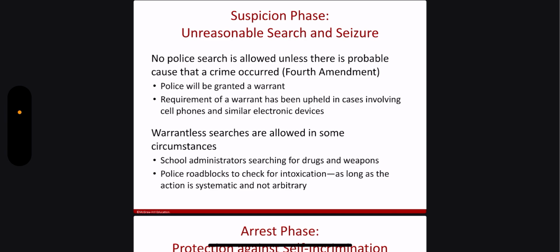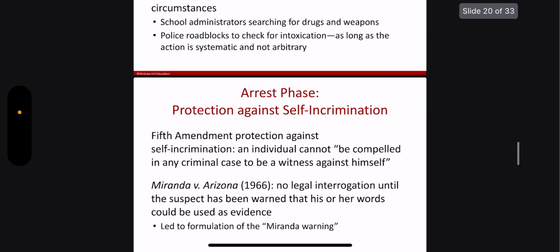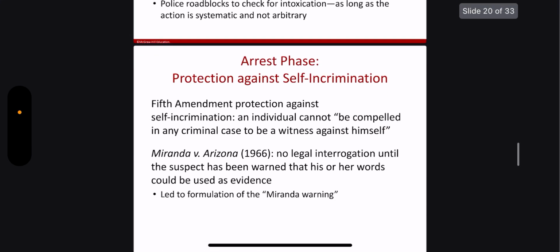Probable cause. And if there's probable cause that a crime occurred, then the police are going to get a warrant. If they get a warrant, then they can search your stuff. However, there are some circumstances where warrantless searches are allowed. And one of the places that it is allowed is in schools, where school administrators can search all the time, always, for drugs or weapons. And then we have our arrest phase. So phase 1, suspicion. Phase 2, arrest.